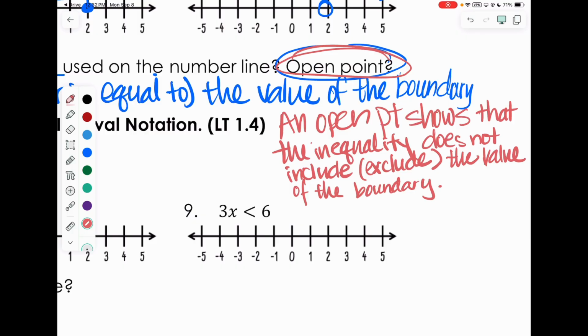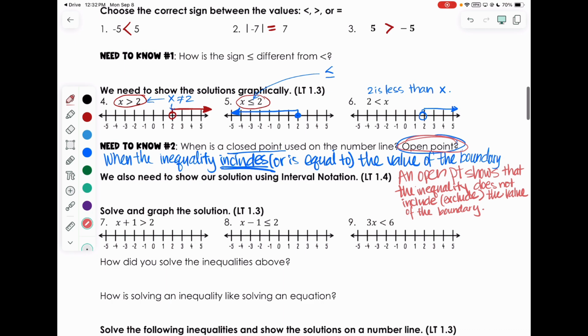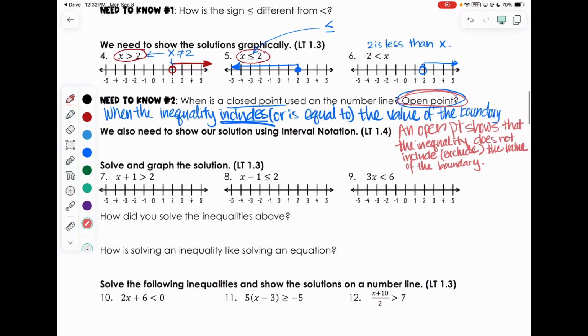I'm really worried about you guys. You guys are amazing about getting things done, but I worry that you were doing it incorrectly, because there were a lot of little mistakes that led to a lot of big mistakes. So please, if something's not clear, please ask. Okay? We also need to show our solution using interval notation.